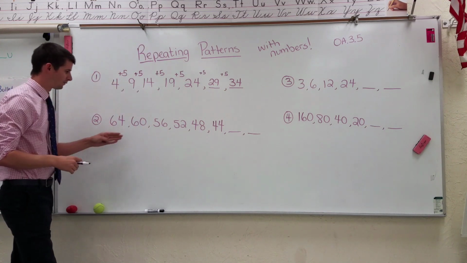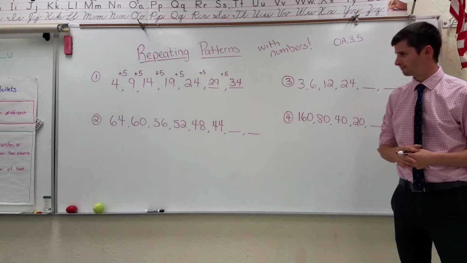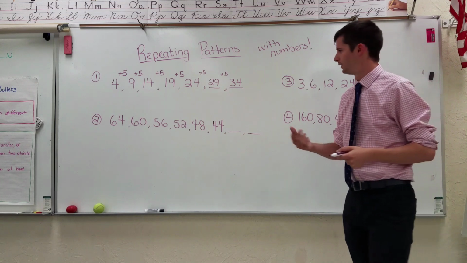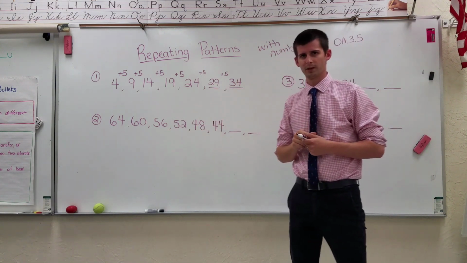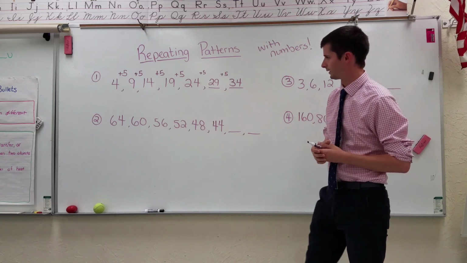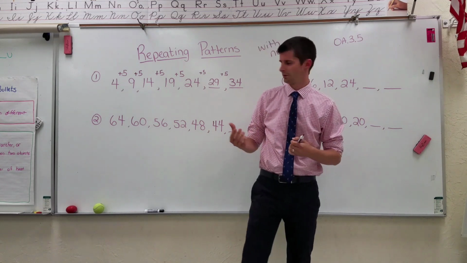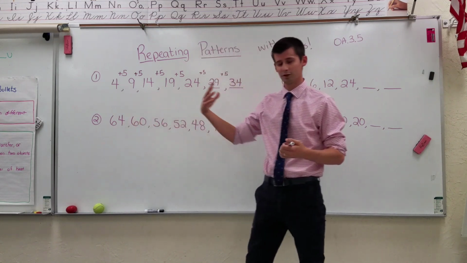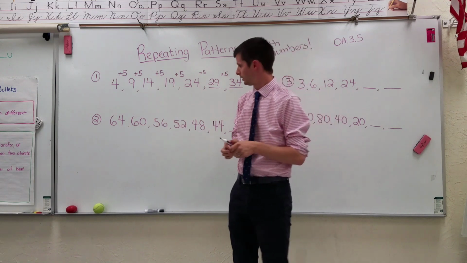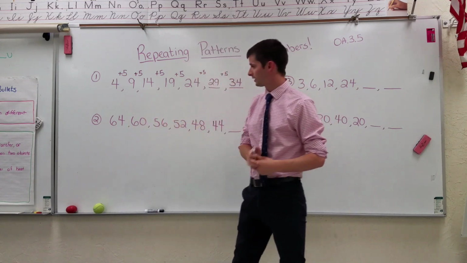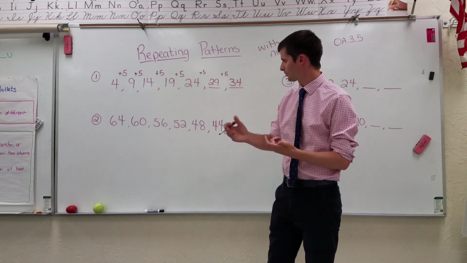So now I have 64, 60, 56, 52, 48, 44. So again, you need to ask yourself, are my numbers going up? Are they increasing or are they decreasing? Because that's going to tell us what we should be doing. And I notice they're decreasing. So we always ask ourselves what operations decrease numbers, and the 2 are subtraction and division.